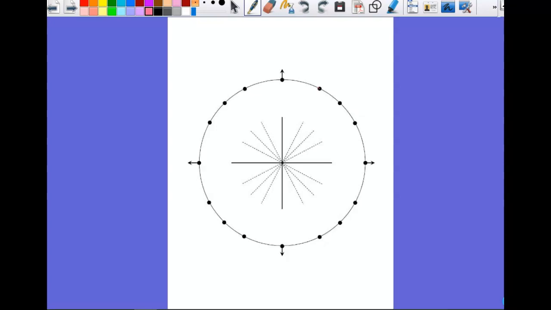So this angle right here, is this pi thirds, pi fourths, or pi sixths? Pi thirds. Very good. What's this one? Pi fourths. What's this one? Pi sixths. What's this one? Pi sixths. Okay. All right, we got it.